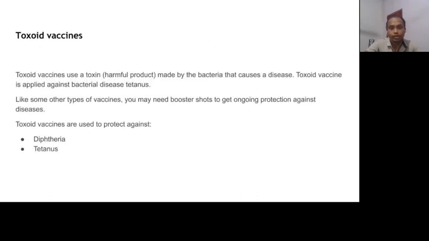Then comes, last but not the least, toxoid vaccines. It's a very common vaccine. Toxoids are made from toxins, the harmful products made by the bacteria that cause a disease. Toxoid vaccine is applied against the bacterial disease tetanus. Like some other types of vaccines, you may need booster shots to get ongoing protection against disease. So toxoid vaccines are used to protect against diphtheria, a bacterial disease, and tetanus, another bacterial disease.